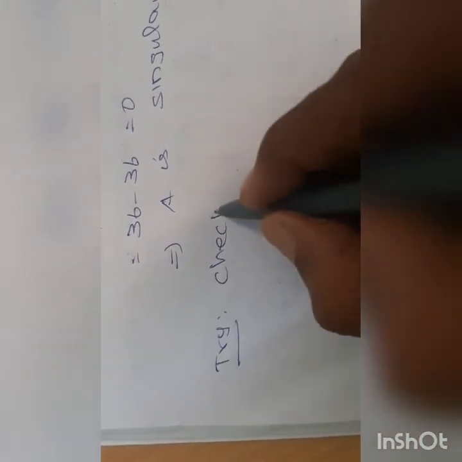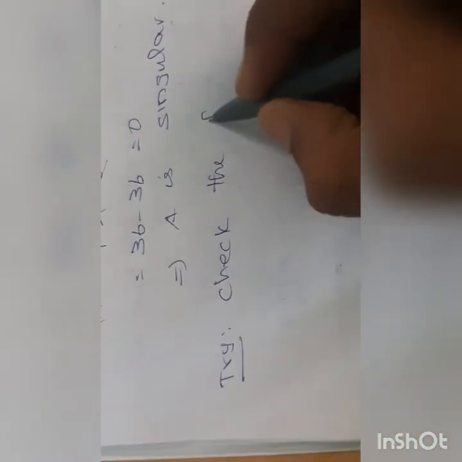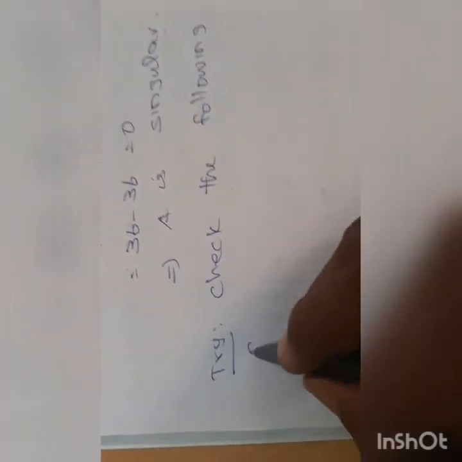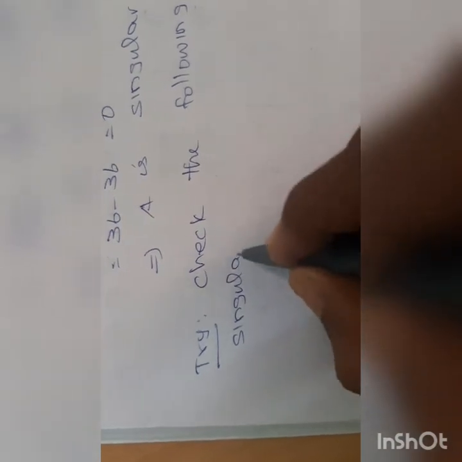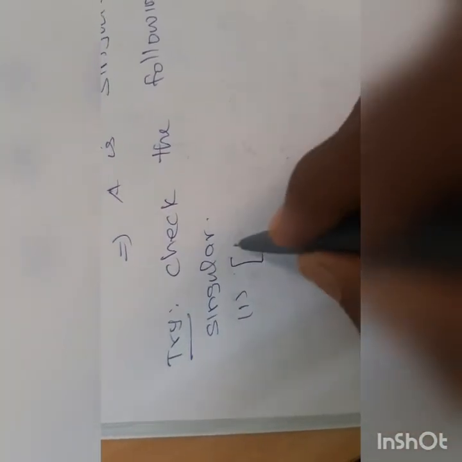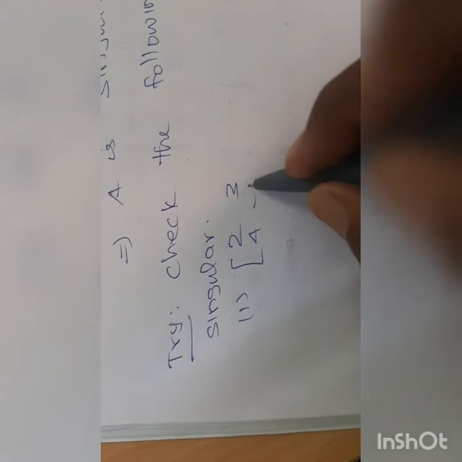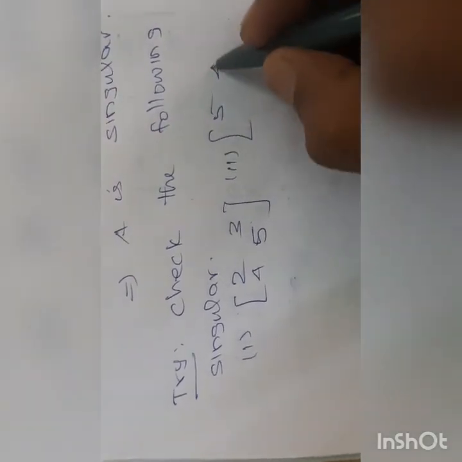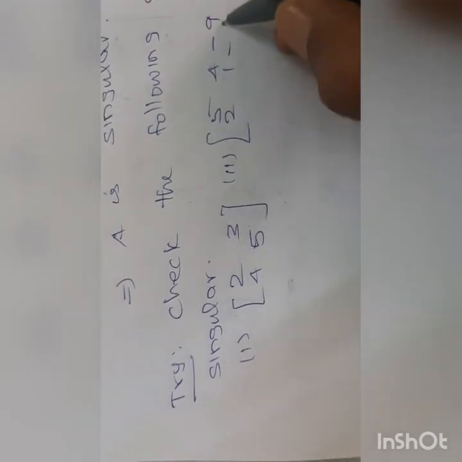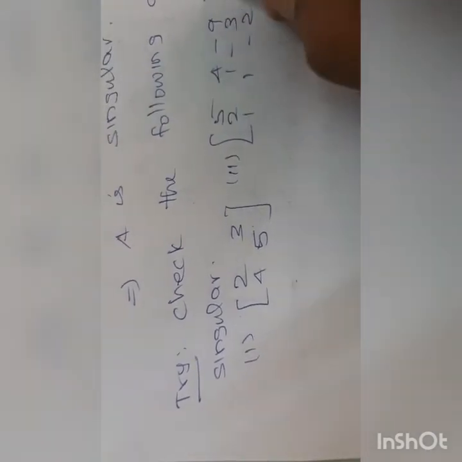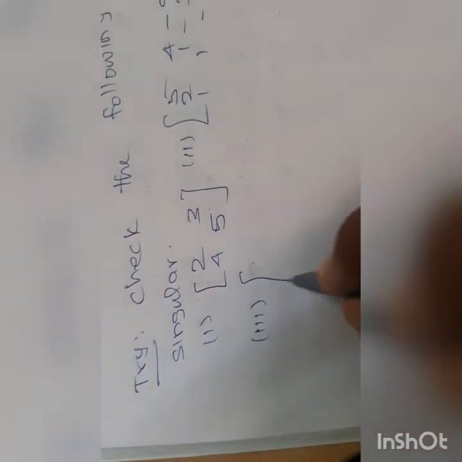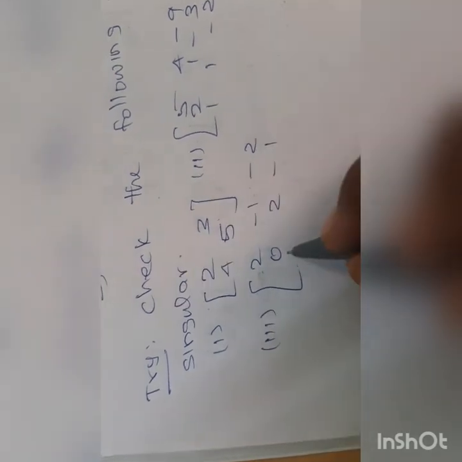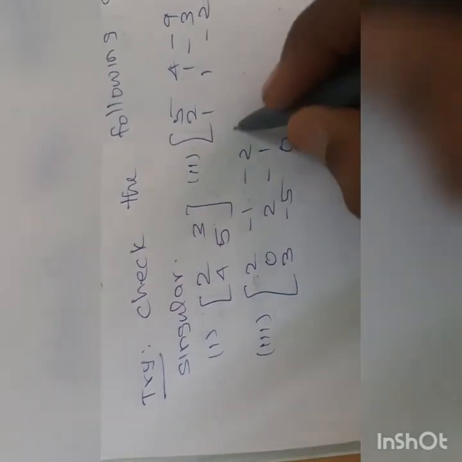Check whether the following are singular or not. First sum: 2, 3, 4, 5. Second sum: 5, 4, minus 9, 2, 1, minus 3, 1, 1, minus 2. Third sum: 2, minus 1, minus 2, 0, 2, minus 1, 3, minus 5, 0.